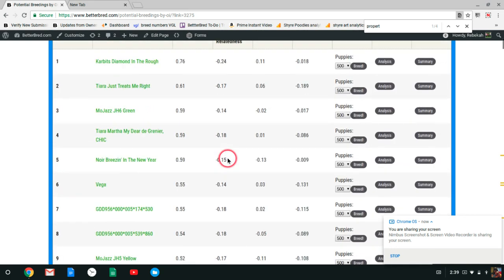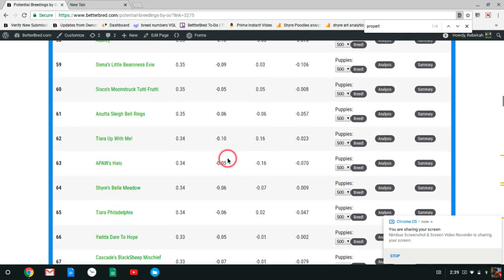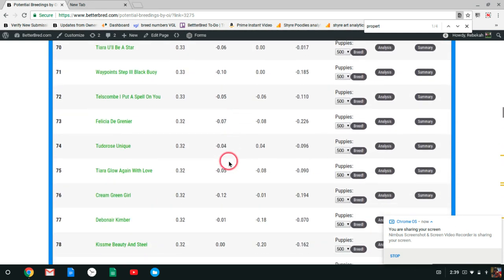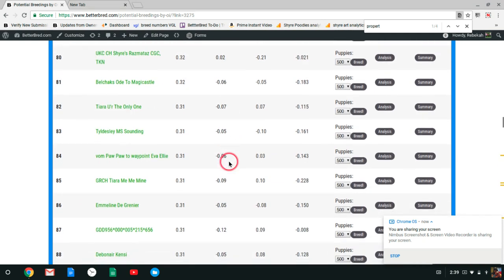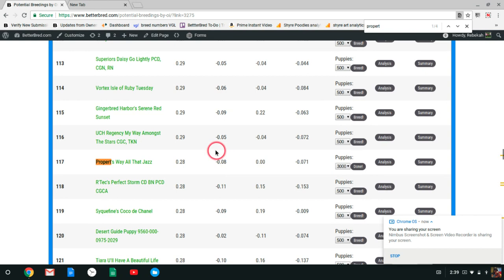I believe this is IR. Let me see up here. Oh no, this is average genetic relatedness. So she is not related to a lot of dogs in the database. Let's see if I can find her again. Where are you? Down here. Okay. So she is very unrelated to dogs in our database, and she is not inbred, with an inbreeding score of 0.